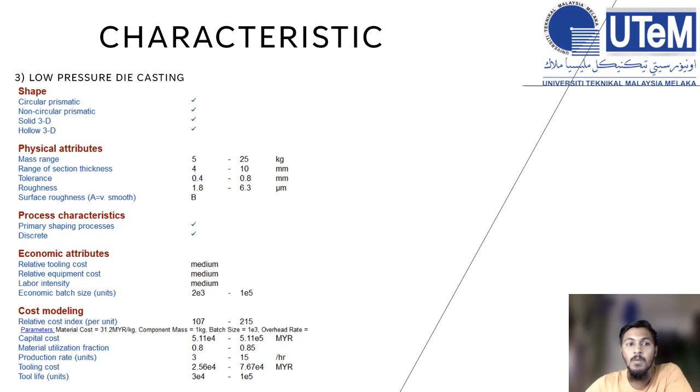Then the third one, low pressure die casting. The characteristic of the low pressure die casting also consists of the shape, physical attributes, process characteristic, economic attributes and also cost modeling. From this we can know that the three types of die casting consist of almost the same characteristic. These results are taken from the CES EduPack application.